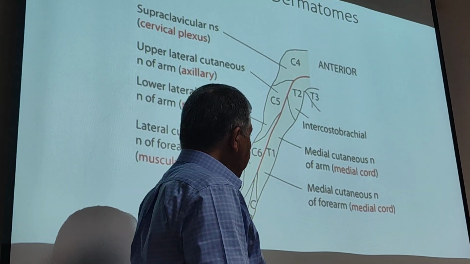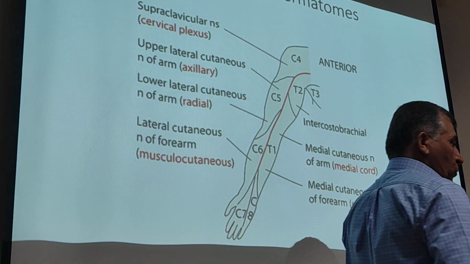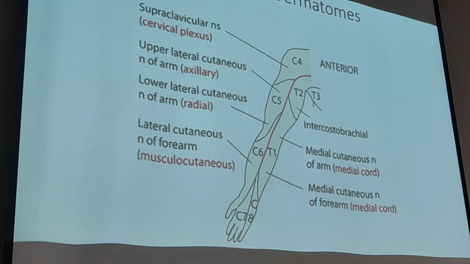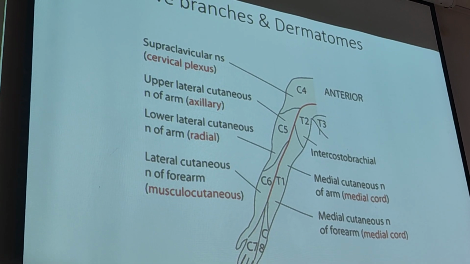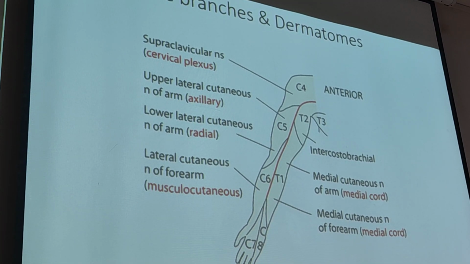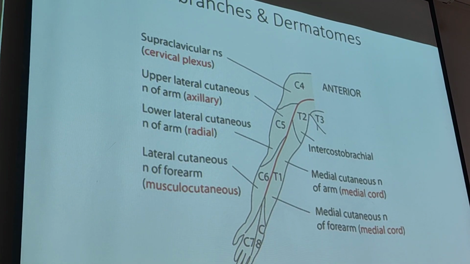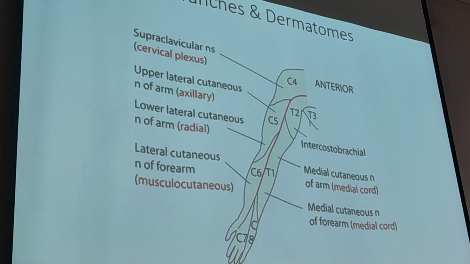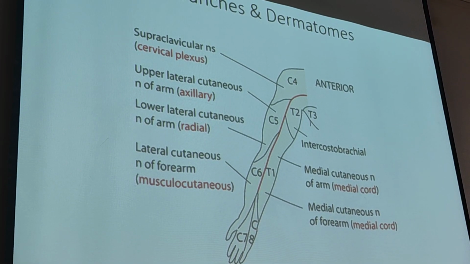What is this? This one is dermatome. What's dermatome? Dermatome is a special area of the skin. A special area of the skin that is innervated mainly, not only, mainly by a single spinal nerve.